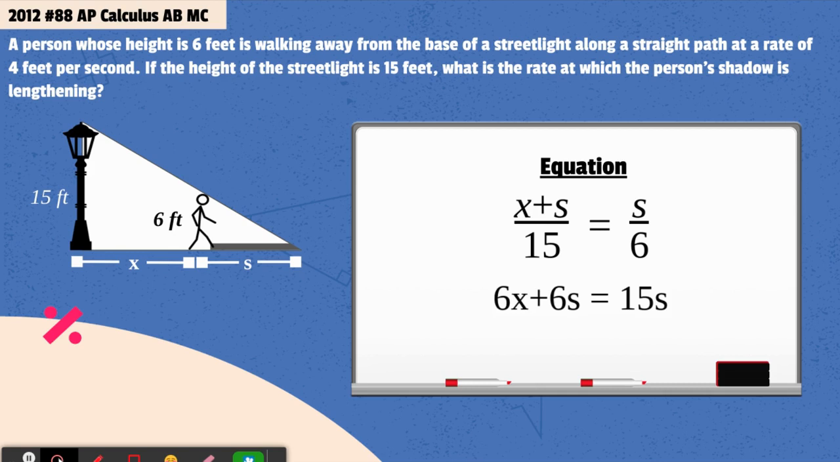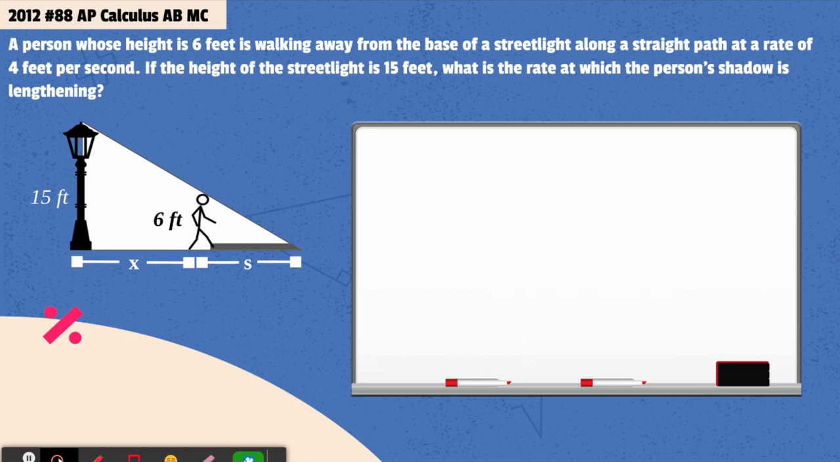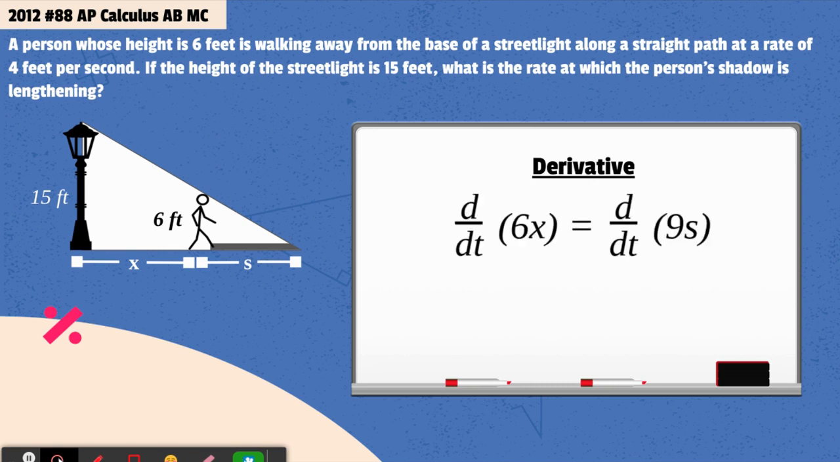So when you cross multiply, that simplifies to 6x plus 6s equals 15s. Then if we simplify that again, we get 6x equals 9s. Once we have that equation, we can move to the derivative. So now we need to take the derivative of the equation that we just made. That'll be d(6x)/dt equals d(9s)/dt, and when we take the derivative, it turns into 6 dx/dt equals 9 ds/dt.